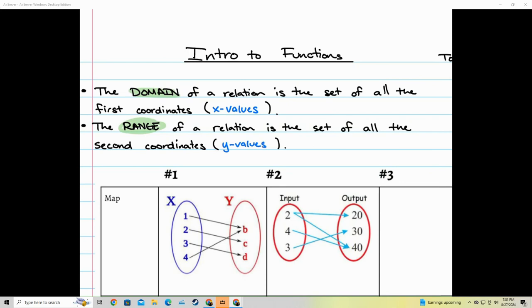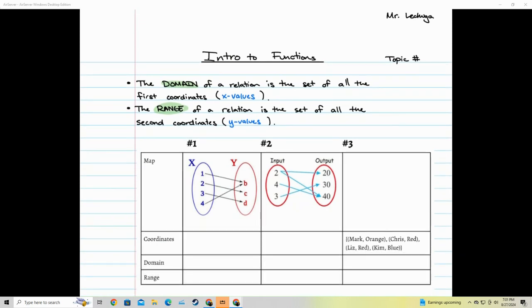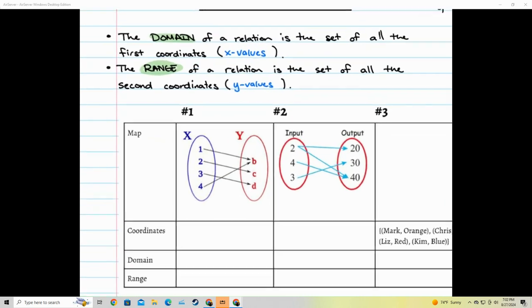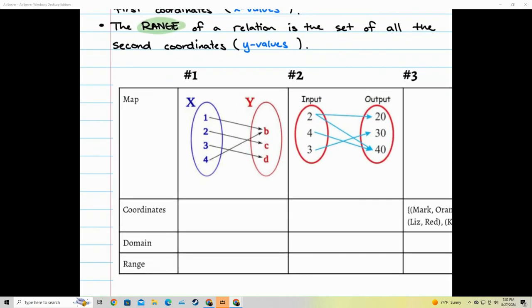So now you know the domain is the first part of your coordinates and the range is the second part of your coordinates. Here, they give us a map. On the map, they have the first part of the coordinates and then they show you where it's going to the second part of the coordinate. So for example, if my first part of the coordinate is 1, then where it goes to is the letter B. So I can say that my coordinate is 1 goes to B.